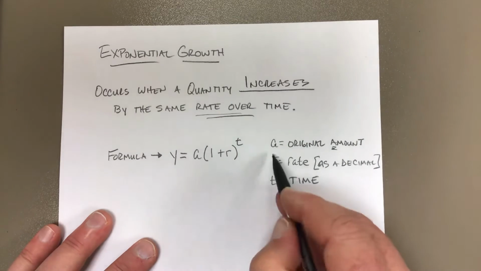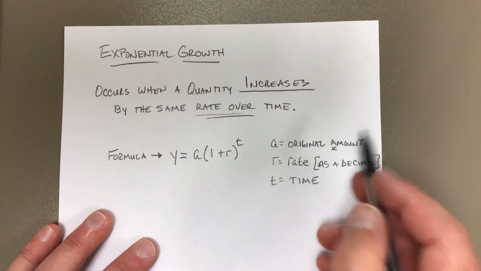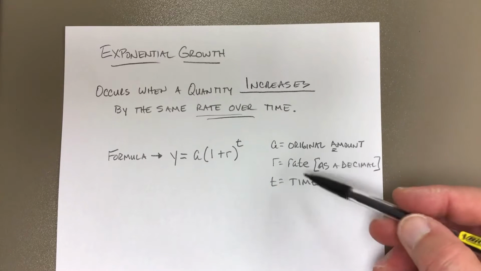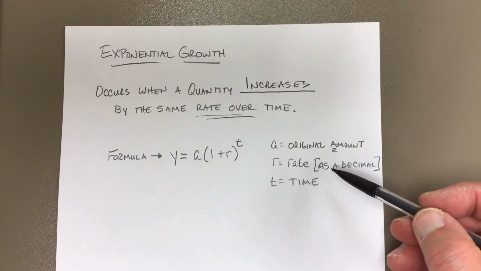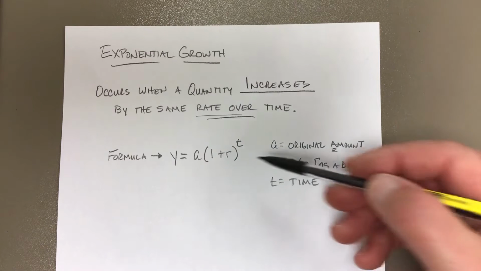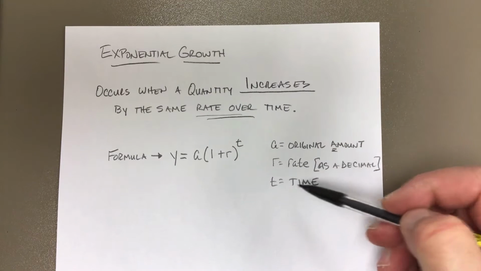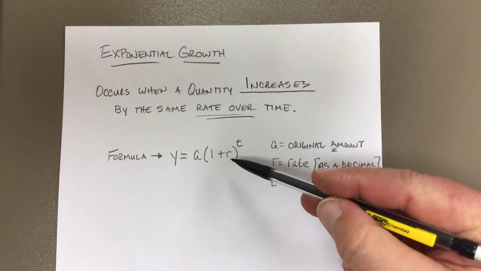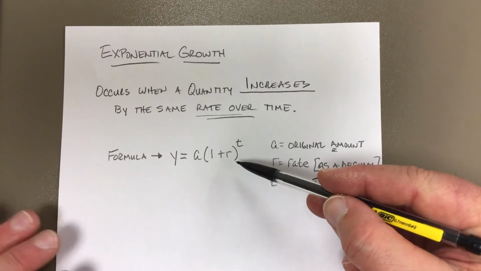So the a is the original amount. It's the dollars, it's the lives, whatever they're going to tell you. Most of the time it's dollars, and we're talking about investments. The rate is going to be a percent, and the time is going to be in years or days or whatever. The rate as a decimal is where we're going to need some help.